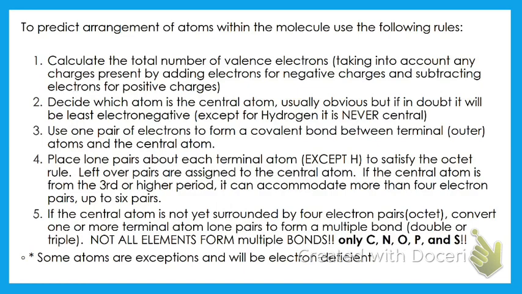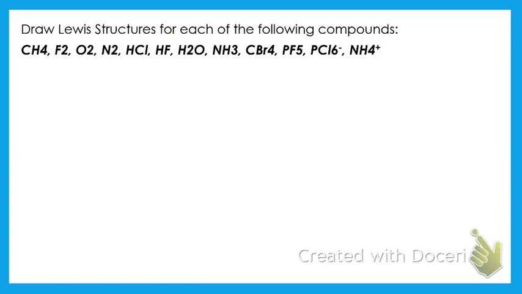If the central atom is 3rd period or above, we can expand. And if we look at the central atom and it's not yet surrounded by 4 pairs or an octet, we're going to convert 1 or more of those terminal atoms into a multiple bond. Okay? And of course there's some that will be electron deficient. So, with that being said, let's draw some structures.